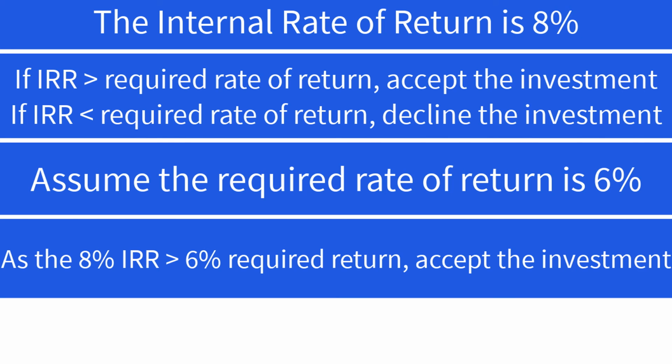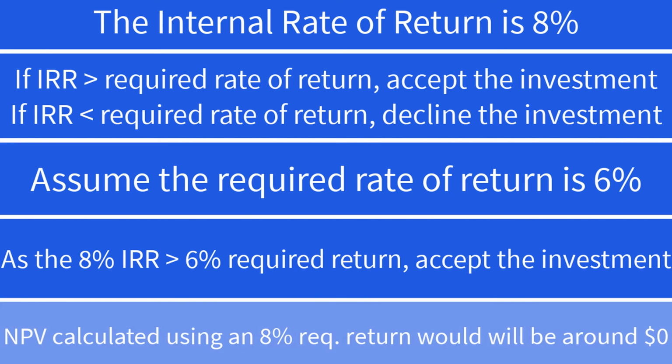If you were to go ahead and calculate the net present value using an 8% required rate of return, you should get some value very close to 0. Theoretically, it should be $0, but of course we rounded the IRR, so we would only get some value very close to 0. It's important to note that both IRR and NPV will always give the same decision rule, meaning that if IRR is above the required rate of return, NPV will also be positive.